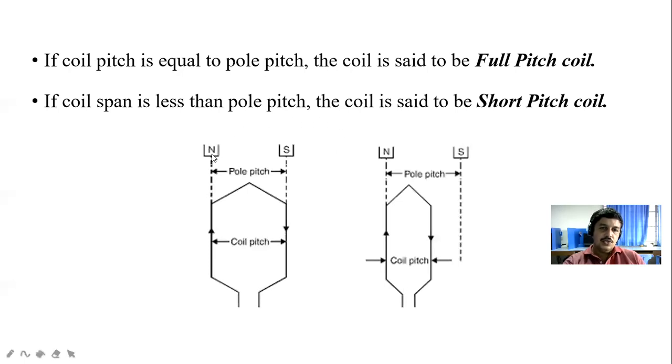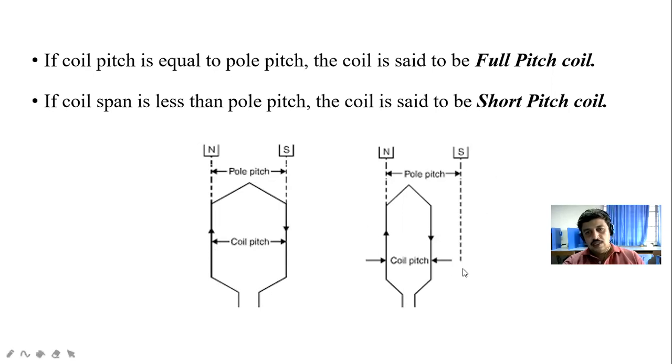Here two poles are marked N and S. Let us consider coil 1. Coil side one of the first coil is placed under the influence of the N pole, and coil side two is placed under the influence of the S pole. So the coil pitch is equal to the pole pitch, or 180 degrees. Therefore, this first figure indicates the representation of a full pitch coil.